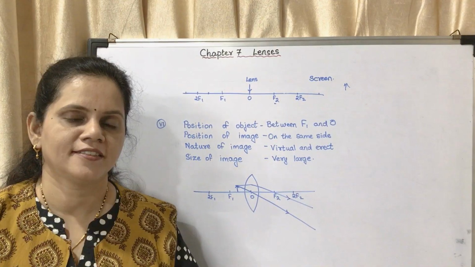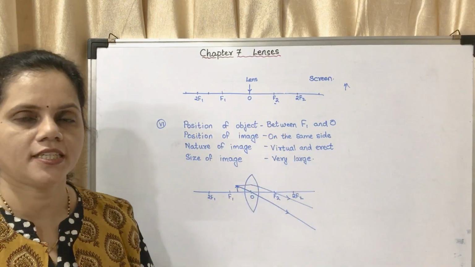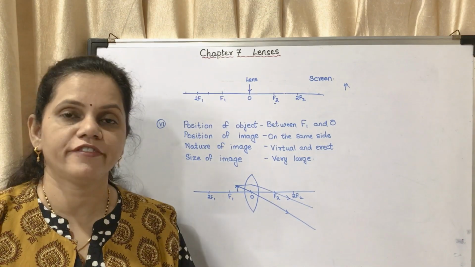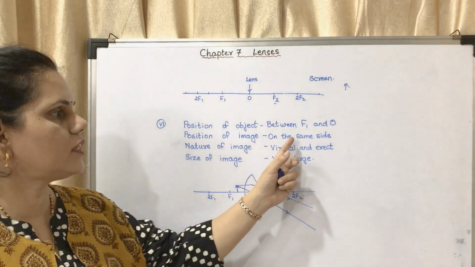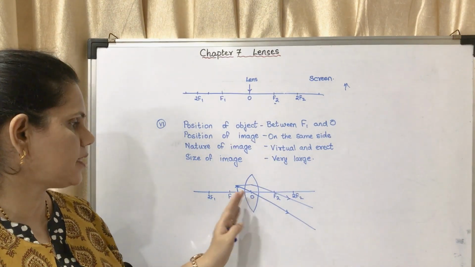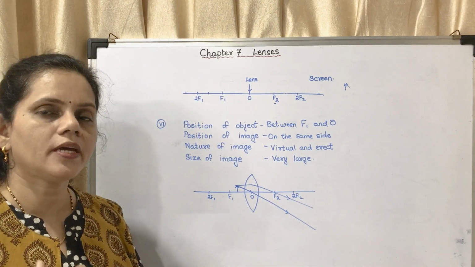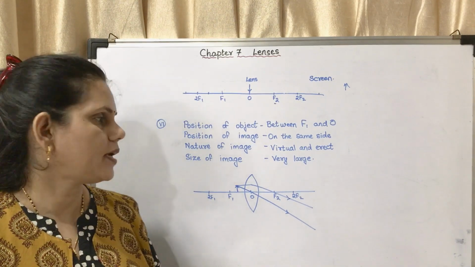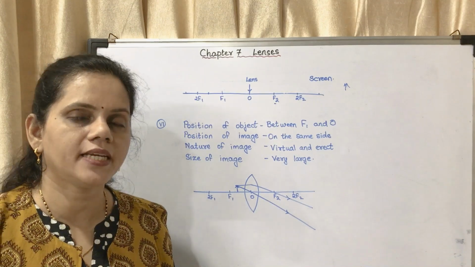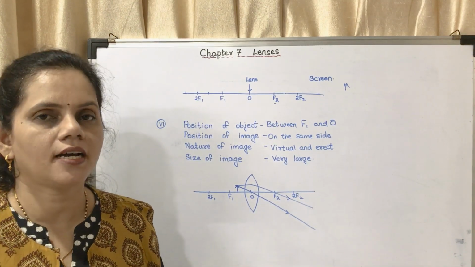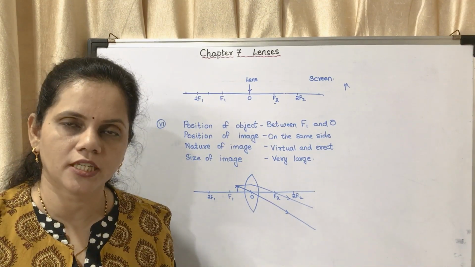Now the next. So this is the last condition for convex lens, when the position of the object is in between F1 and O. F1 is focus and O is optical center. The position of the image is on the same side. That means if the object is this side, you will be getting the image on the same side. Actually, you won't be able to get the image onto a screen because it is a virtual image. You might remember the difference between real image and virtual image. Real images are images which can be projected onto a screen, but virtual images cannot be projected onto a screen.